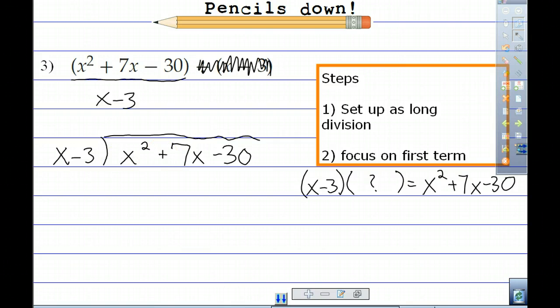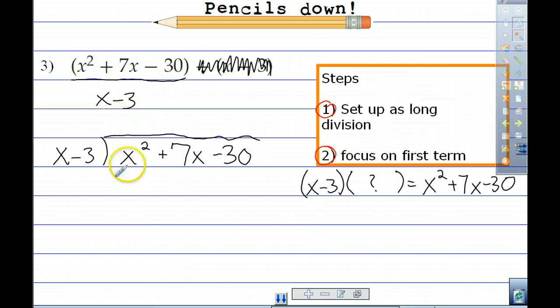So here we go. One thing to remember is you really only pay attention to this lead term, this first term. The minus 3 kind of goes along to the right, but all our decisions about what goes up top are based upon what this is. Okay, so that's what I'm doing. We first set it up, but just focus on the first term. Talking about this lead term.